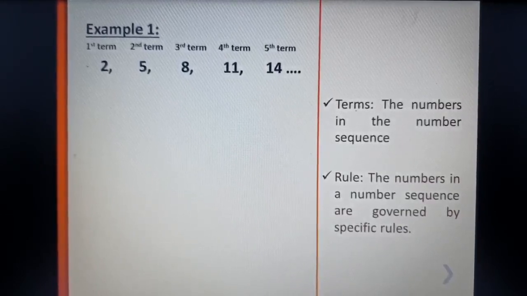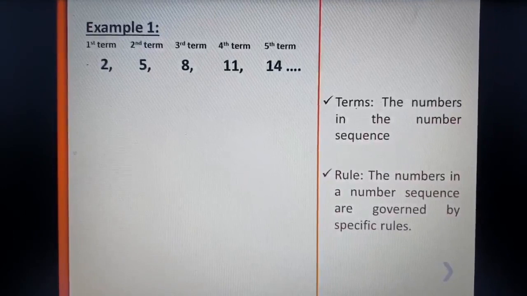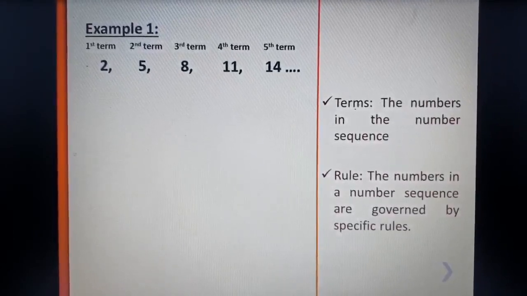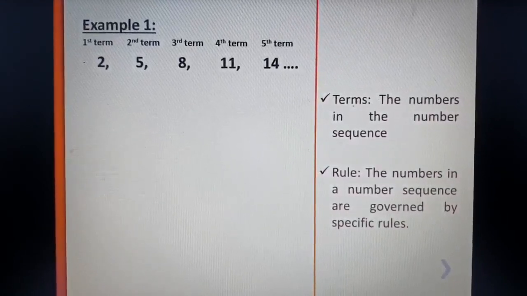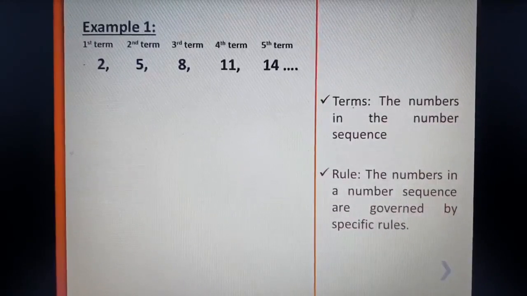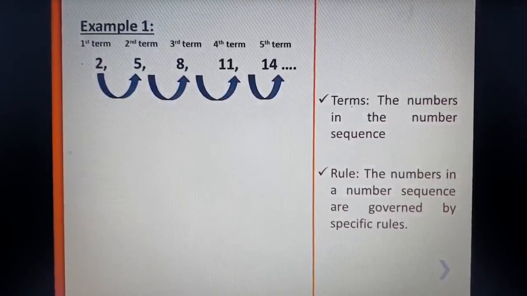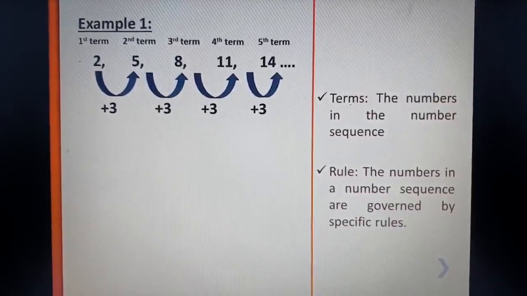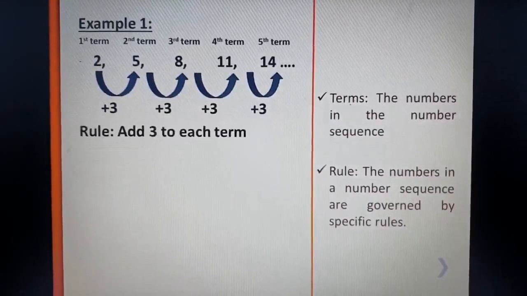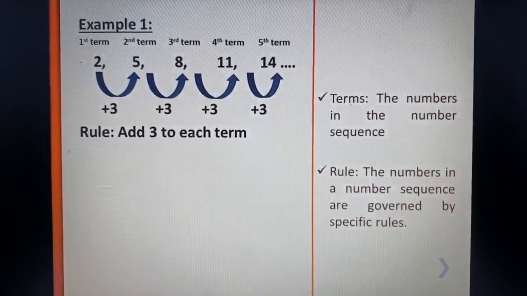Okay. Now coming back to the example, here the first term is 2, second term is 5, third term is 8 and fourth term is 11. So how can 2 become 5? By observation you can know that 2 becomes 5 by adding 3. Similarly, how does 5 become 8? Yes, by adding 3. So basically here the rule is you are adding 3 to each term. Correct? So you can say that the rule for this number sequence is add 3 to each term.